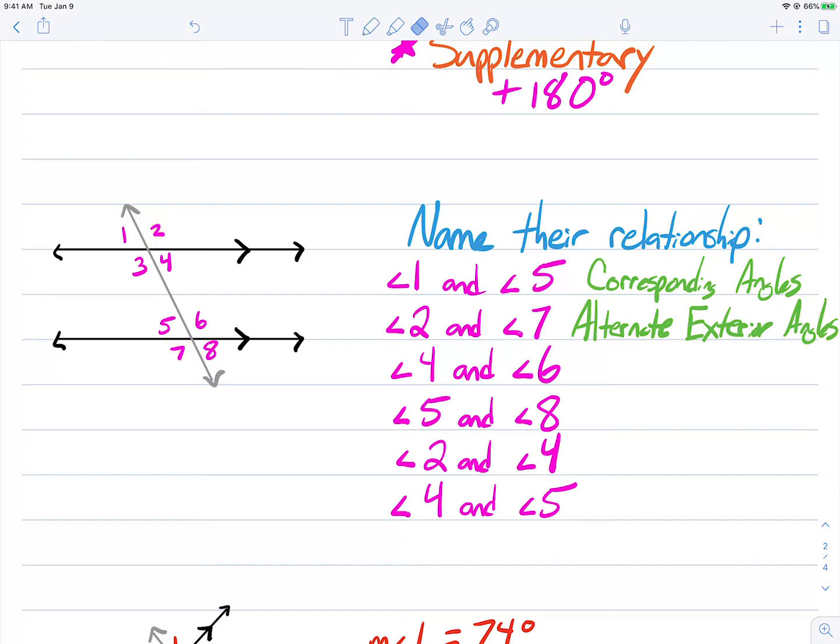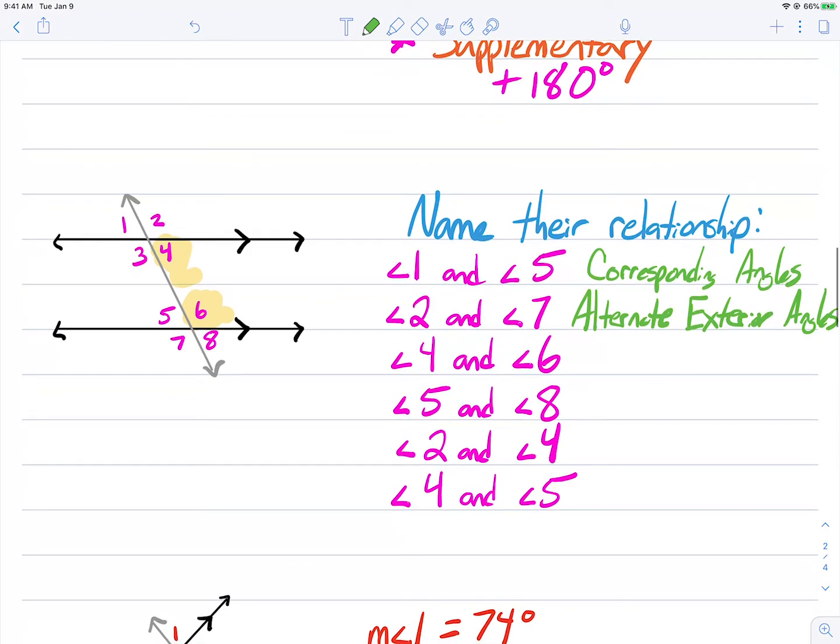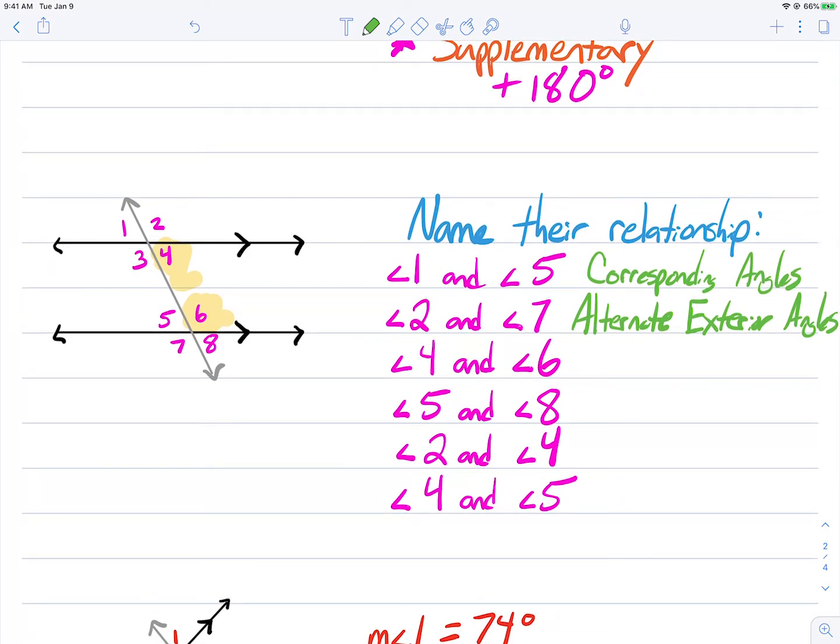4 and 6, so angle 4 and angle 6. Those are both located inside of the parallel lines, and they're on the same side of the transversal. So they're going to be consecutive, because they're on the same side, and interior, because they're both on the inside of the parallel line, angles.